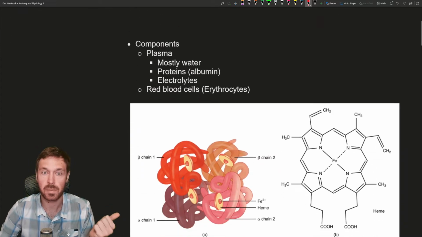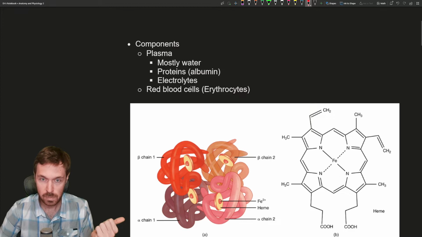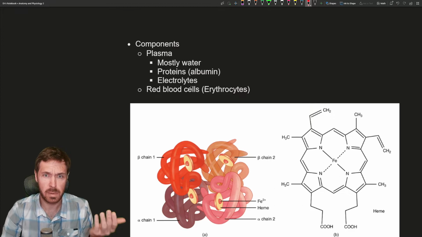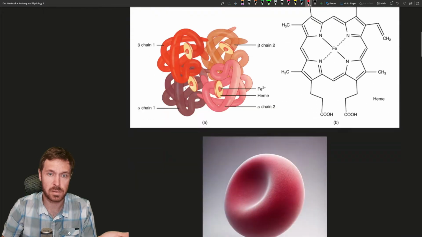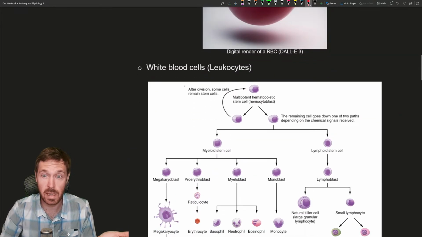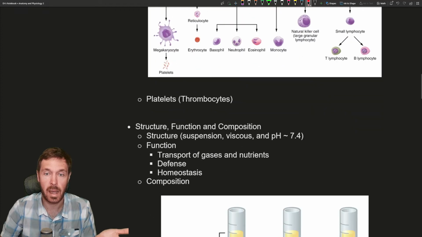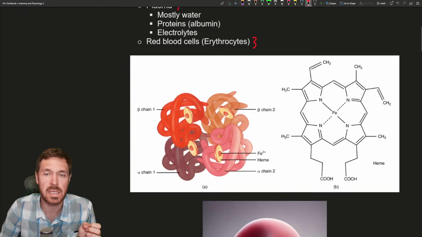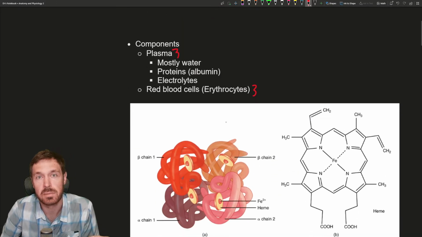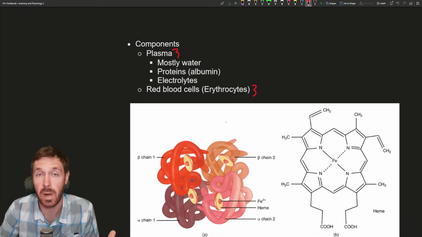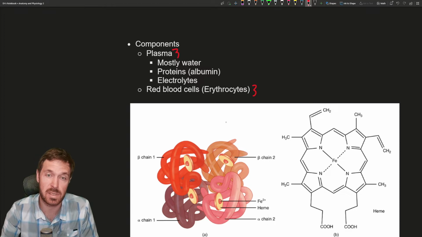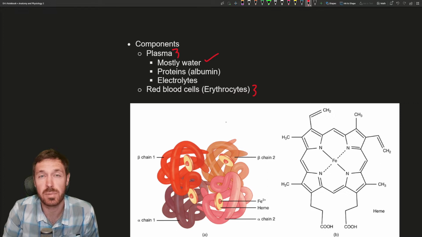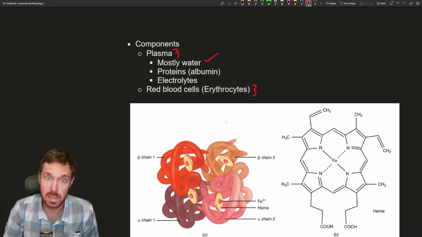But first here, the components of blood. So blood has plasma, red blood cells, white blood cells, and platelets. So that's what makes up blood. Remember, blood is a connective tissue. So blood has other things in it as well, like a ground substance. That ground substance here is the plasma, where it's mostly water. I think it's like 92% water that's found in this plasma.